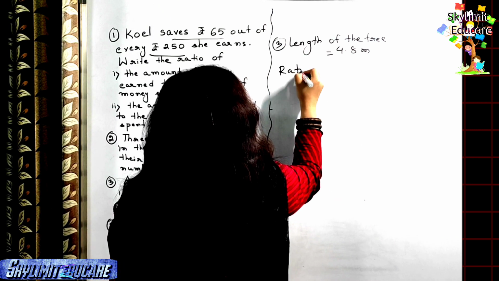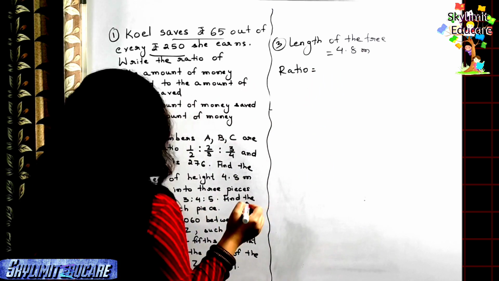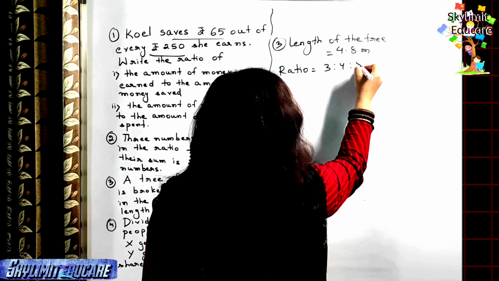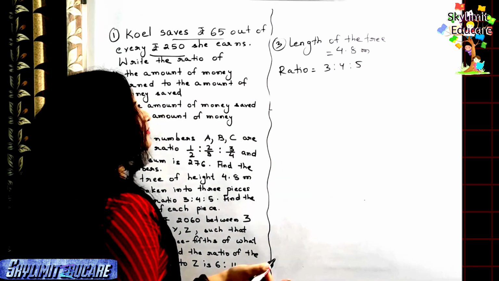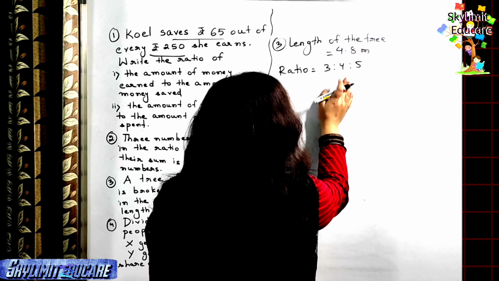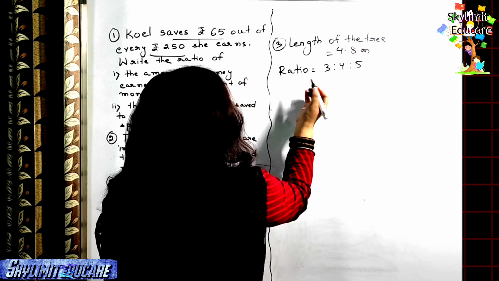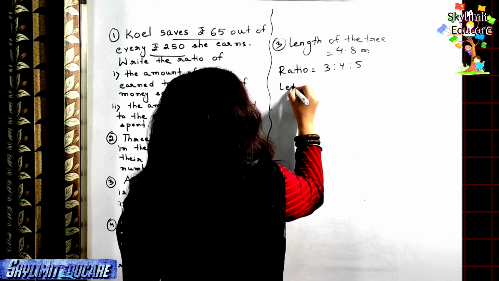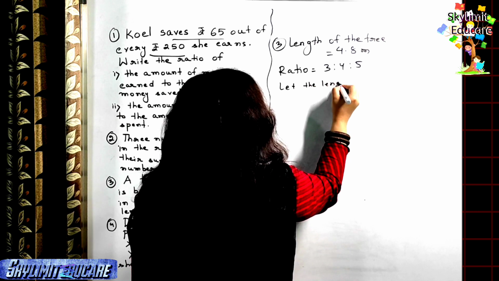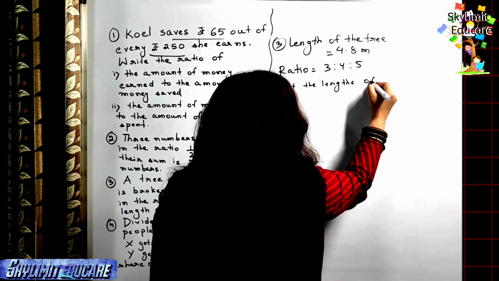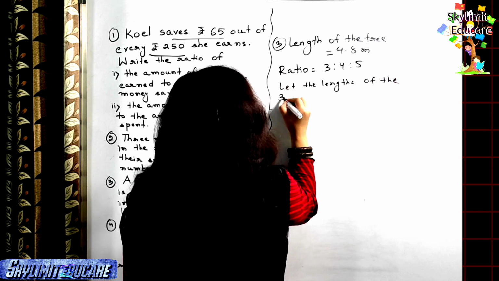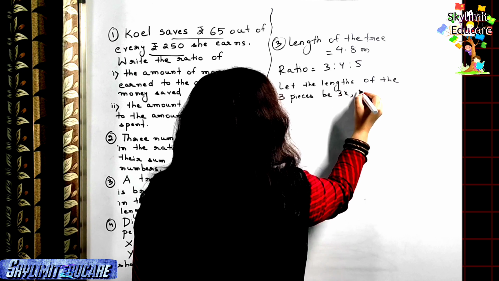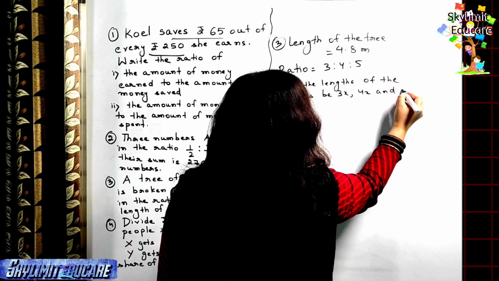So students, as I told you in the second question, you can follow any one method. You can take it as x, or you can find the total parts and find out the solution. Okay, the same manner you're going to do it. So ratio is how much? 3:4:5. So that means what? In this case I'm going to take x. You can take it as total parts also. So let the lengths of the three pieces be 3x, 4x and 5x.